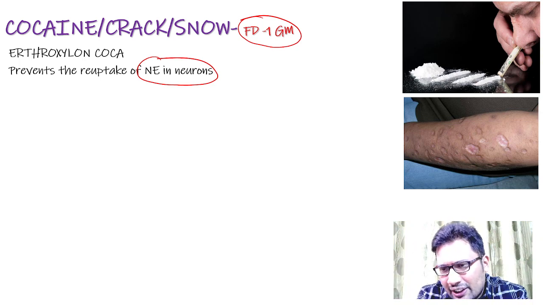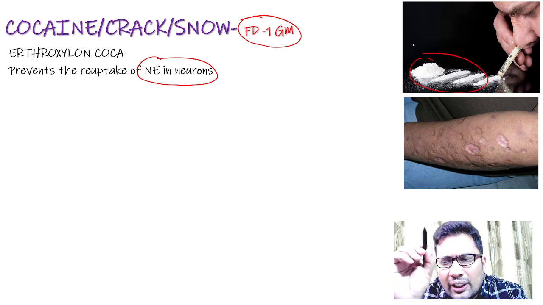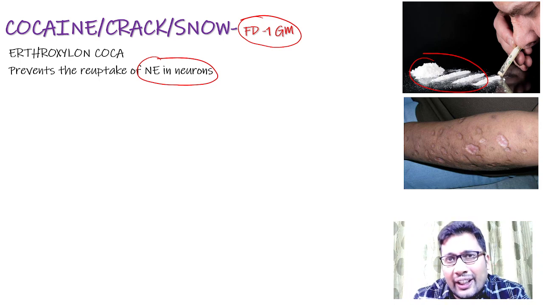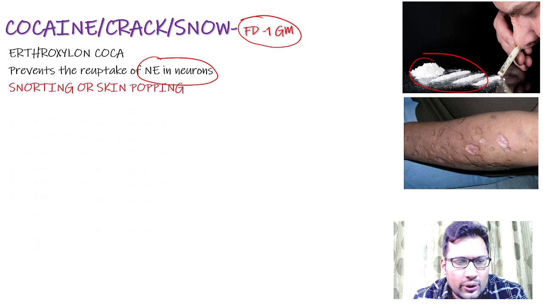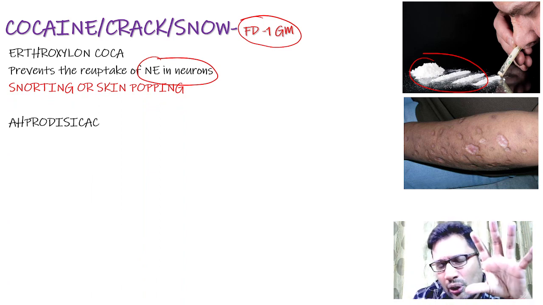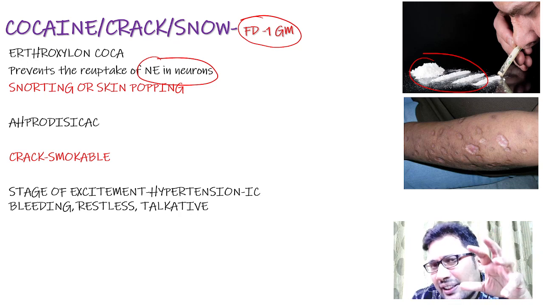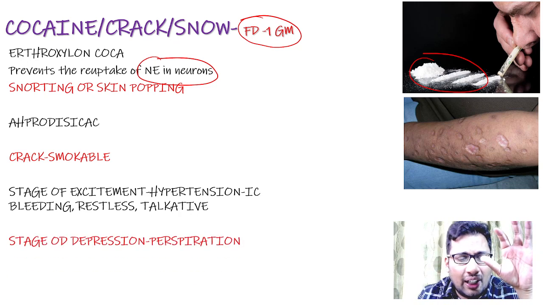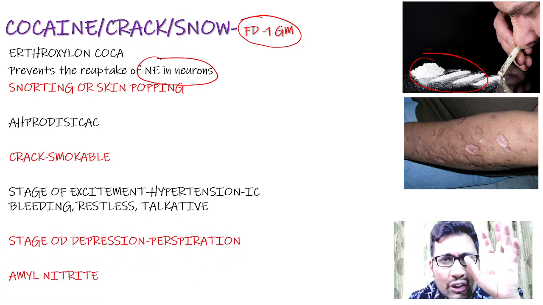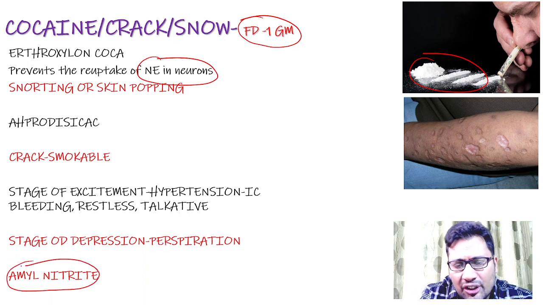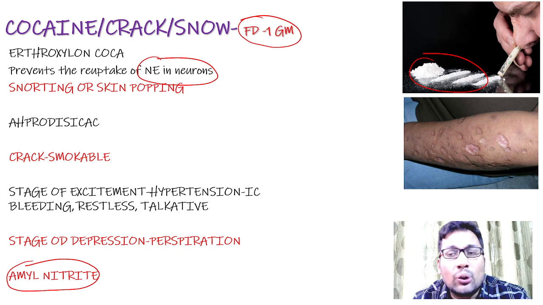And this method is known as snorting. One we can see here on the right side, snorting and skin popping. They are the two common methods of cocaine intake, snorting and skin popping. It is a well-known aphrodisiac, and there is a stage of excitement and a stage of depression, and amyl nitrate is used as the treatment. Okay, amyl nitrate is used in treatment of, your answer should be cocaine.